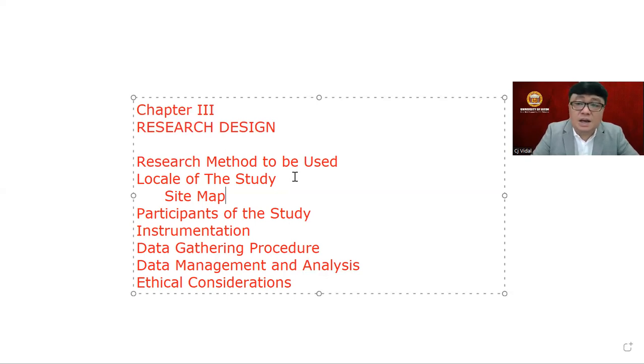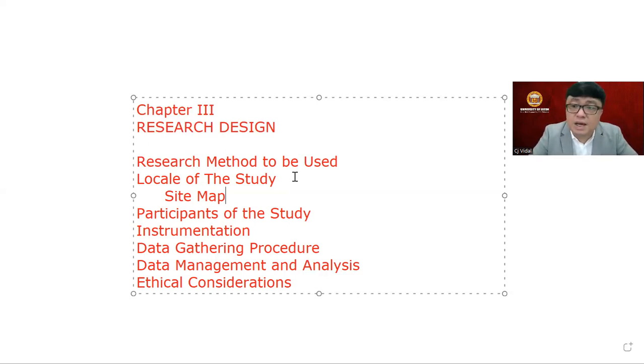Number one, discussion of the instrument, if you will be needing a data gathering tool. You need to identify what instrument and explain why you settle for such a data gathering tool. That's number one. And how it will appeal to the method that you have chosen and in relation to the purpose of your study.